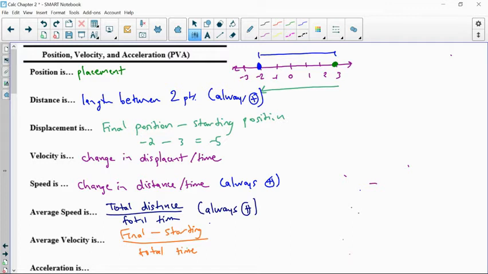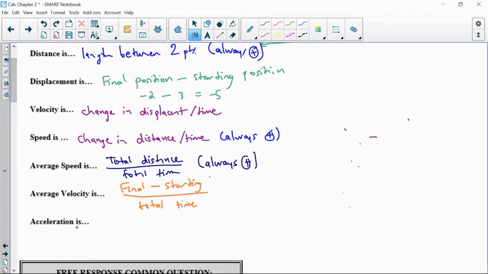Like I think about running the 2 mile on the track. You go 2 miles, but your displacement is 0. So your average velocity is 0. It's kind of sad. But your average speed would be different because you're just looking at the 2 miles over how long it took you to go. And then the last one, acceleration, is the change in velocity over time.